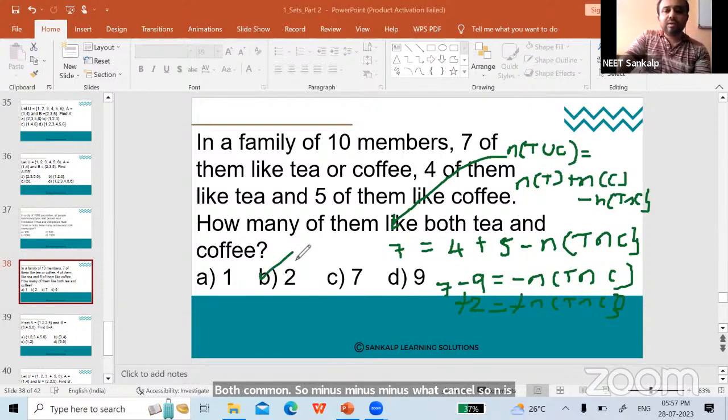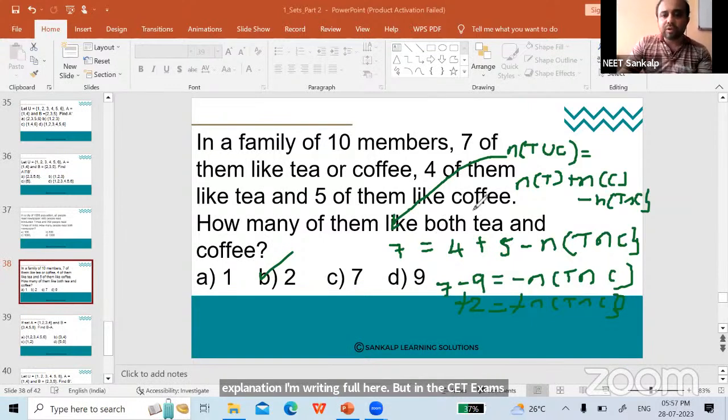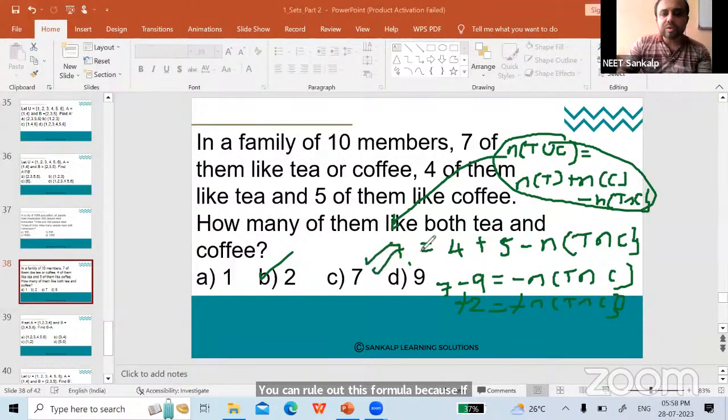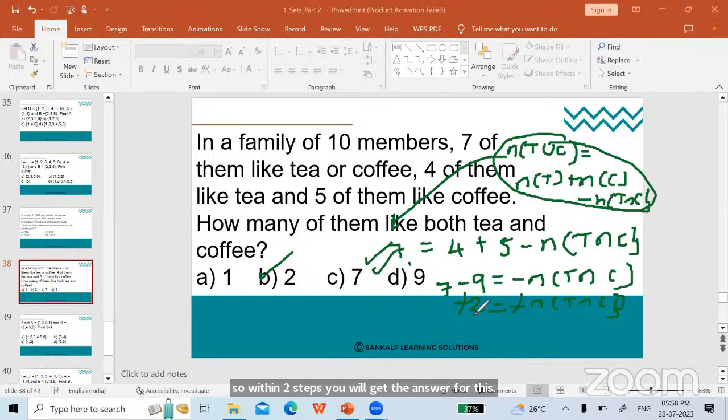Is that clear? There is no other shortcut than this. You have to remember the formula so that you can get the answer quickly. For explanation, I am writing in full here. But in the CET exams or in your practice exams, you can skip writing the formula. If you remember it, you can start directly from this step, so within 2 steps you will get the answer. This is the shortcut here. Understood? Yes, sir. Yes, next one.